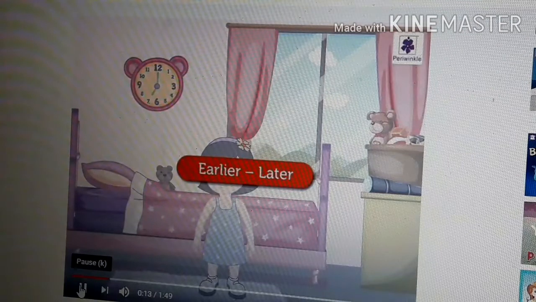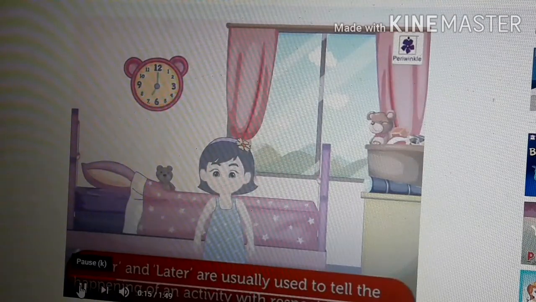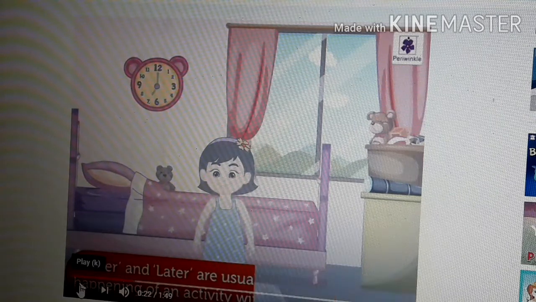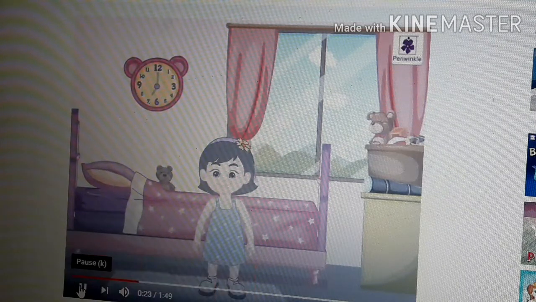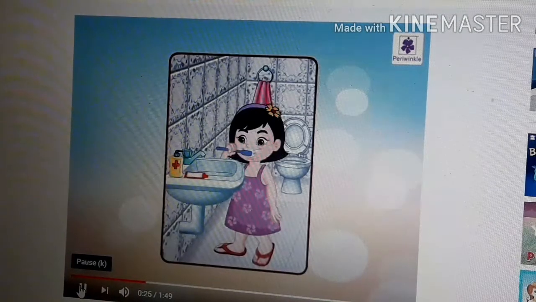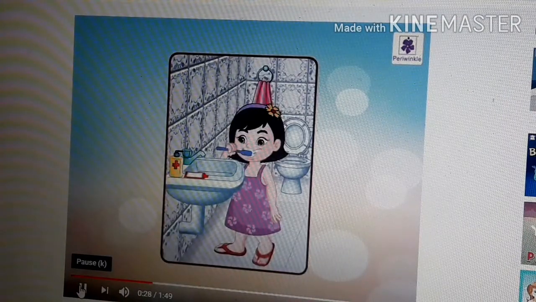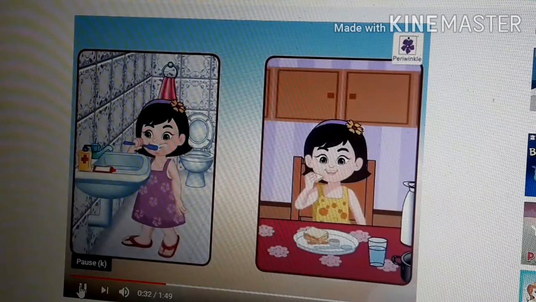Today, let us learn about earlier and later. These words are usually used to tell the happening of an activity with respect to another. So children, these words earlier and later are generally used to tell the activity which is happening with respect to another. Let's begin. Look at Sonia. She is brushing her teeth. Now she is having her breakfast.